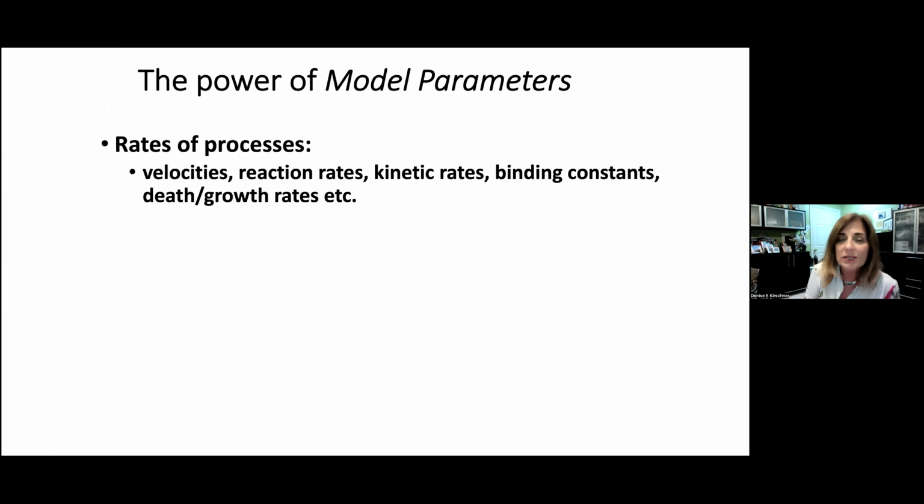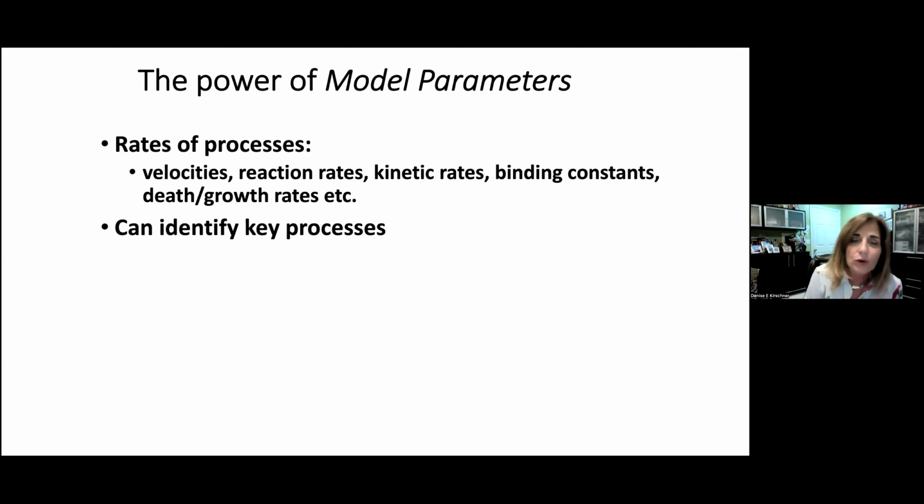They're the rates of the processes, things like velocities, reaction rates, kinetic binding constants, rate constants, death rates, growth rates. They actually represent key processes in the system, especially if you've done mechanistic modeling. If you do phenomenological modeling, it kind of represents an idea. And if you need more information, you're going to have to drill down, which I'll talk about later.